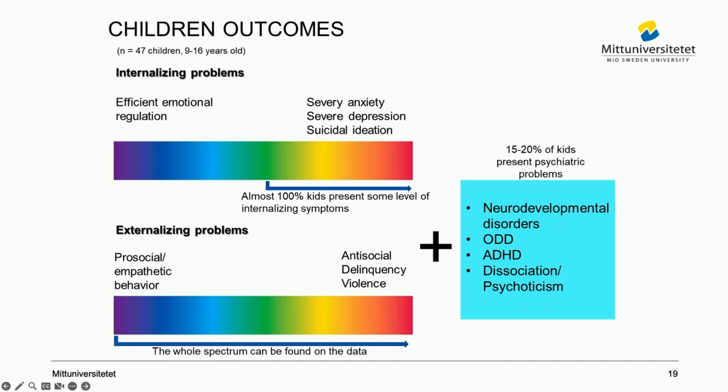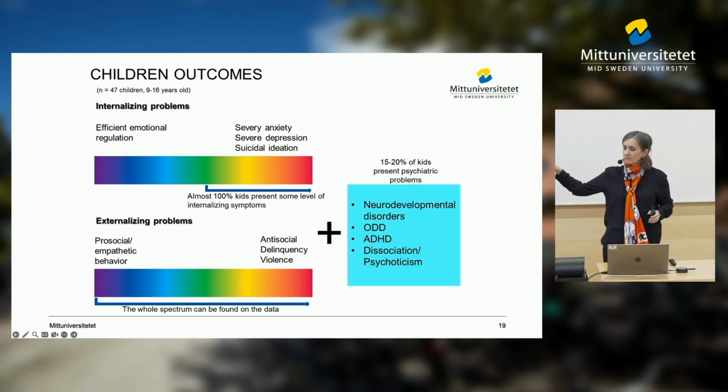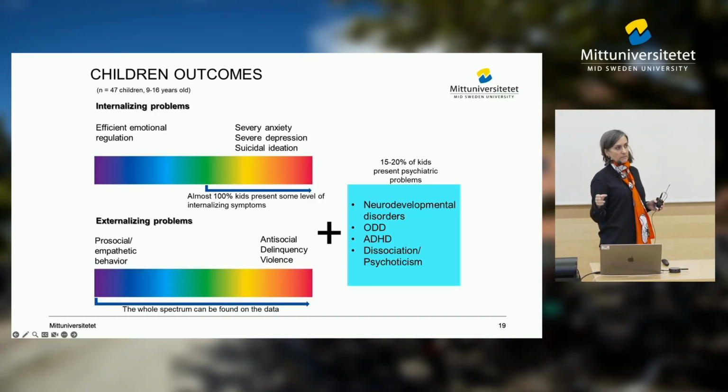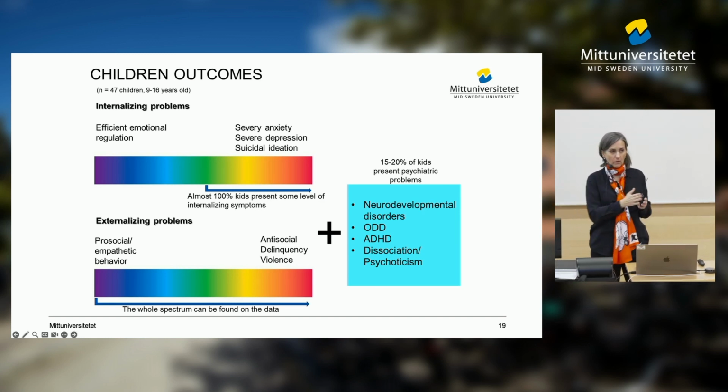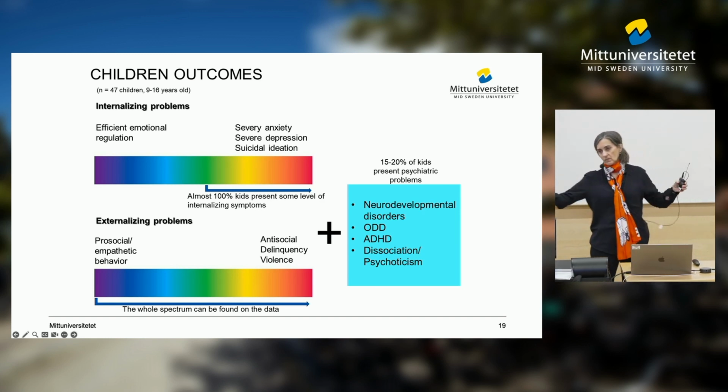Internalized problems, we talk about anxiety, depression, suicidal ideation, these more psychological problems. Almost all the kids had this, or 100% of the kids, I found some level of internalized problems. Regarding externalized problems, we talk about violence, delinquency, use of drugs and alcohol. In this case, I saw the whole spectrum.